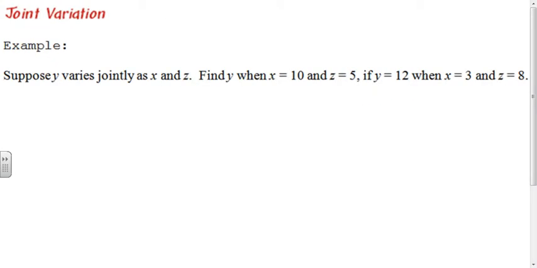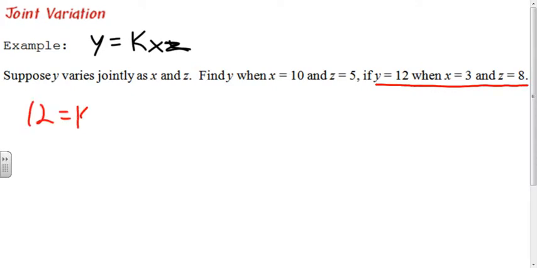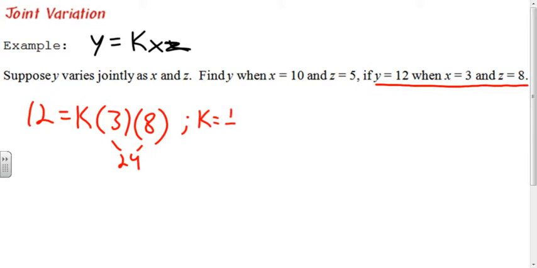Now let's try joint variation. So again, we have 3 different values that we need to be looking at here. So we would say y equals kxz. And what we know, if y equals 12 when x is 3 and z is 8, 12 equals k times x is 3, z is 8. 3 times 8 is 24, so 12 equals 24 times k, which tells us then that k equals 1/2. 1/2 of 24 is 12.